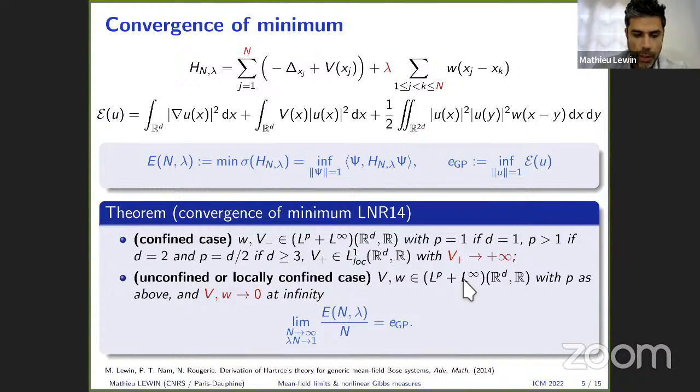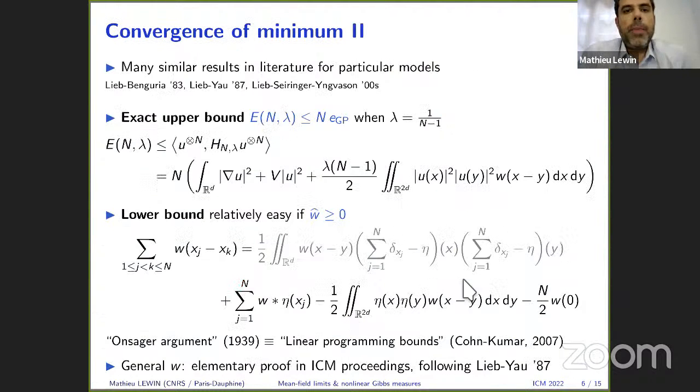So this was for the energy. So now let me explain a little bit the idea of the proof. So first, as I said, there are many similar results in the literature for particular models, but here we get a general result working for all V and all W, essentially. So, of course, if you want to prove this theorem, there's an upper bound and there's a lower bound, and the upper bound is actually very easy.